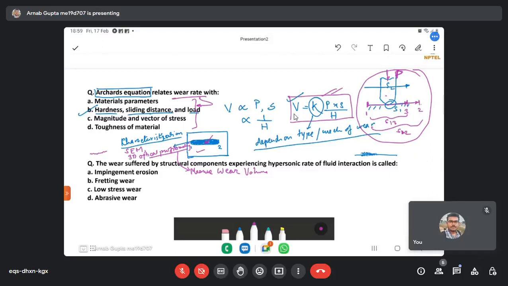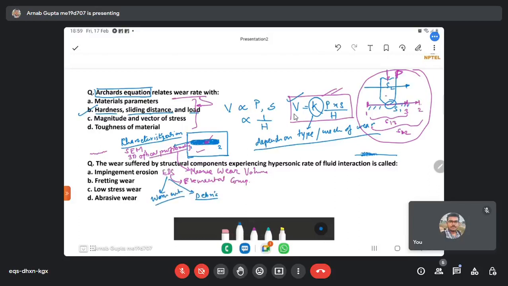So for that you can do EDS. EDS will tell you the elemental composition, what all elements are present. So generally you can do EDS either of the worn out surface, or you can also do on the debris particles.